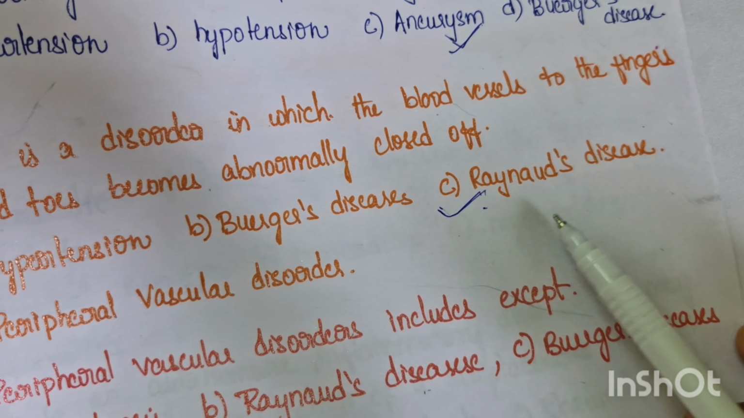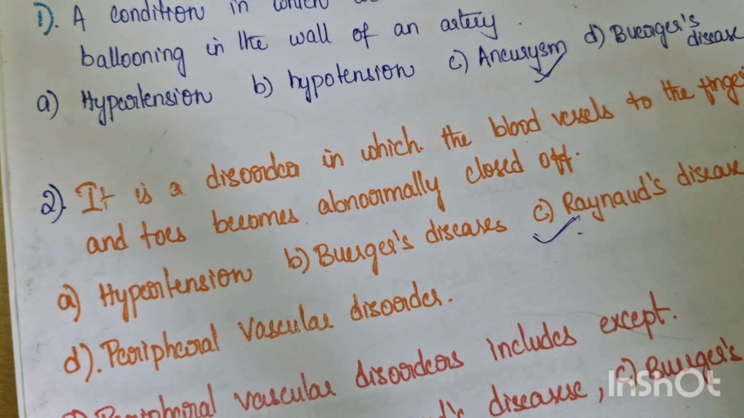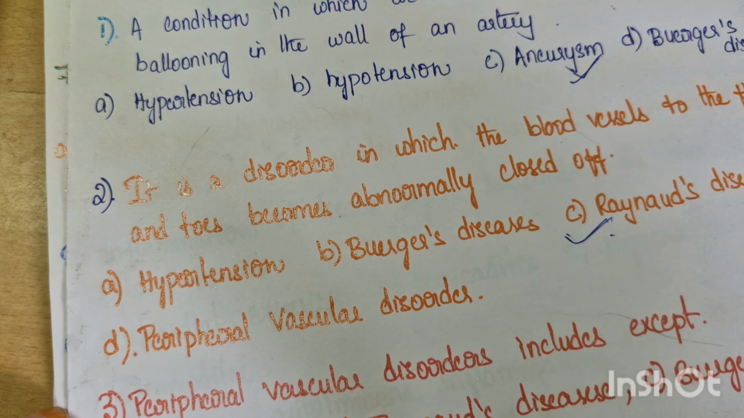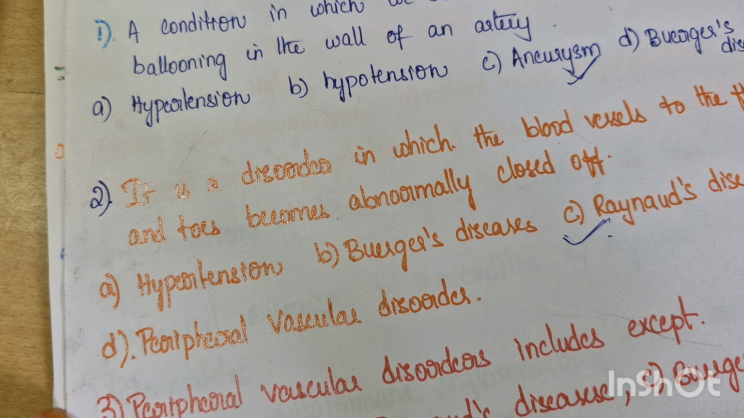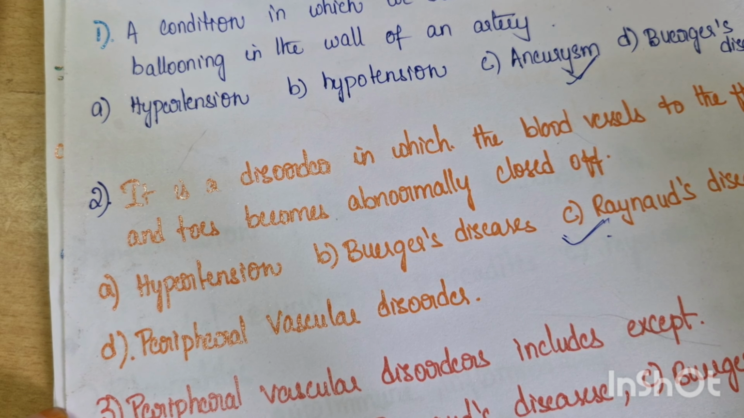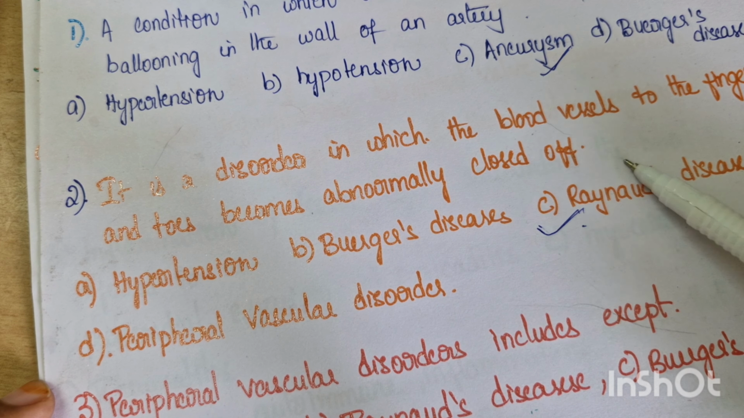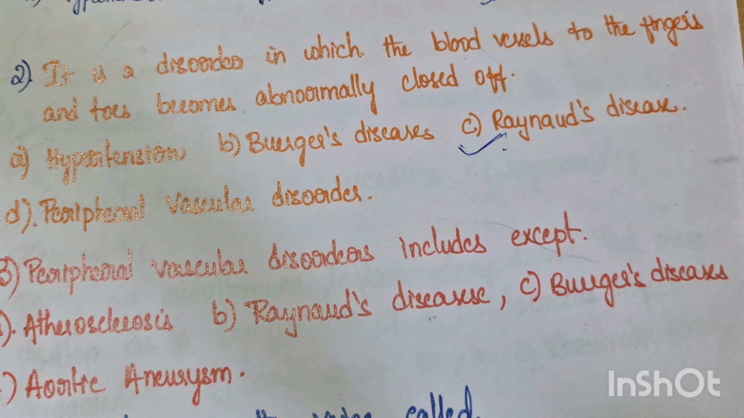Raynaud's disease is a phenomenon, Raynaud's phenomenon. It is a rare disorder that mainly affects the blood vessels of the toes and the fingers. They become abnormally closed off. That condition is called Raynaud's disease. So for the second one, the answer is C.